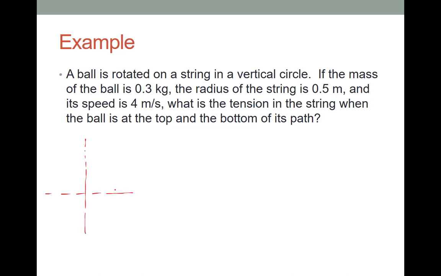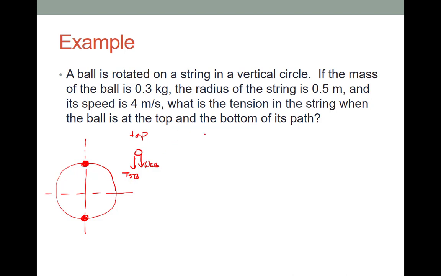So to begin with, I'm going to draw a picture. Here is the circular path. Here is the ball at the top of the path. Here is the ball at the bottom of the path. If we think about the top, then there are two forces on the ball at the top. There is gravity pulling downward, and there is the tension in the string pulling downward.